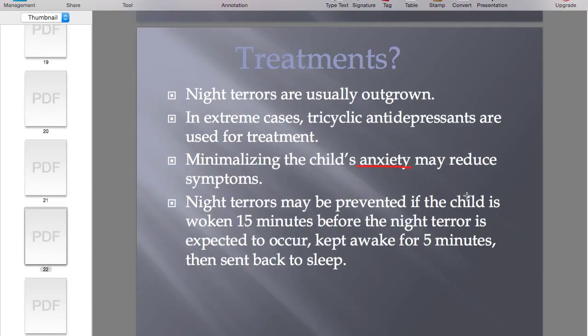And one strange treatment I found, but it actually kind of makes sense: if it happens more than once, you figure out when the episodes occur, wake the child up 15 minutes before it occurs, keep the child awake for 5 minutes, and then send them back to sleep. That can prevent the night terror from occurring.